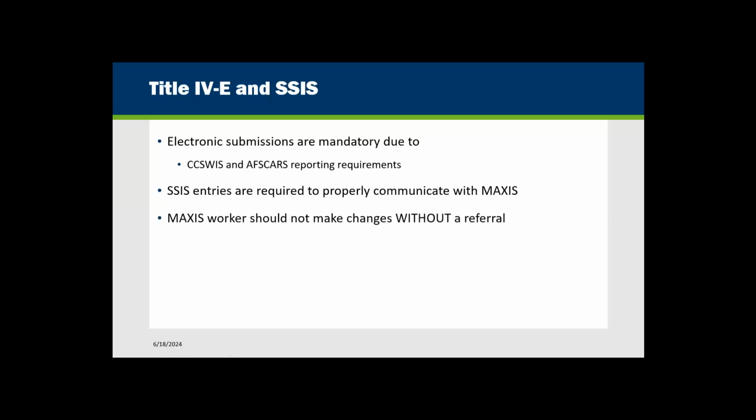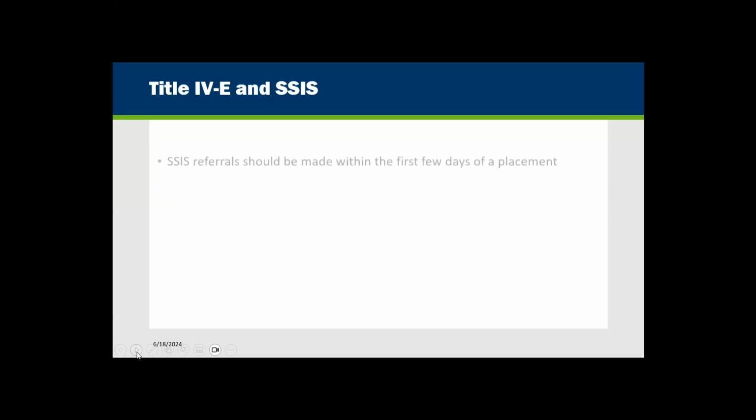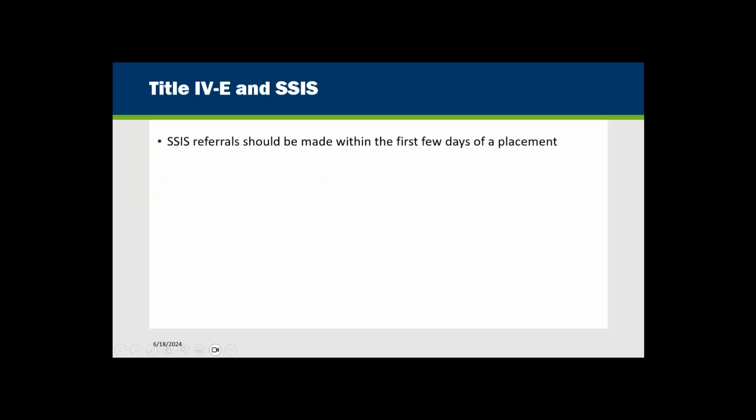It's important that Maxis workers on the eligibility side do not make changes without receiving the information through that referral process from SSIS. So anything that is reported to them through the submission or the referral from SSIS, they then take action on within Maxis. When we're doing submissions or referrals from SSIS, we want those to be done within the first few days after placement. I like to say as soon as possible after placement.